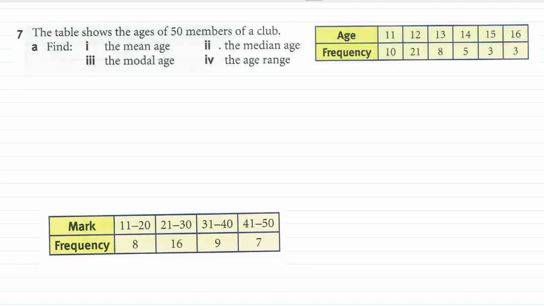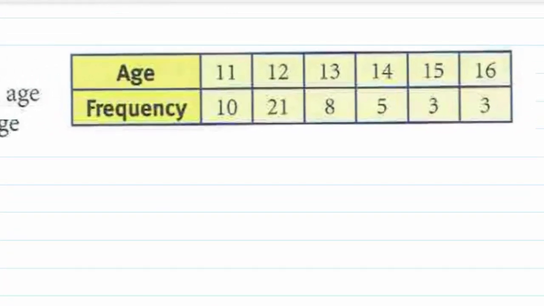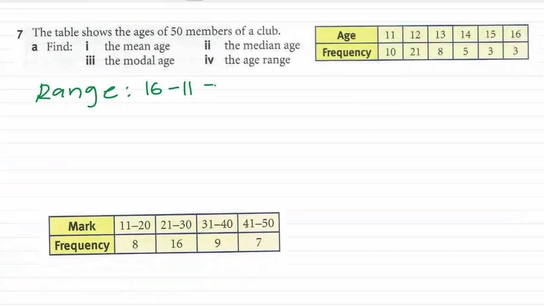Then to find the range, let's start with the range. Range is greatest minus smallest. We don't care about frequency to find range. The greatest is 16 minus the smallest is 11. 16 minus 11 is 5. The 5 is the range.